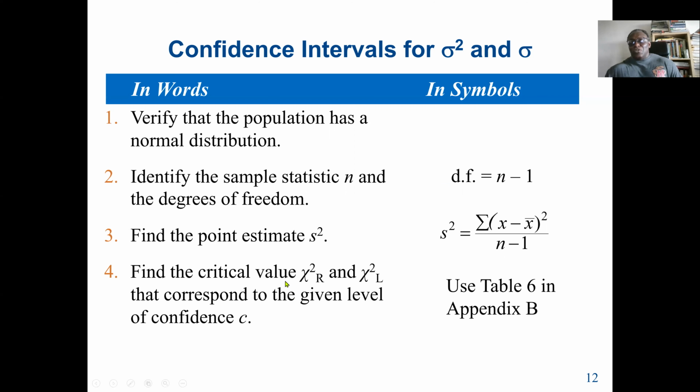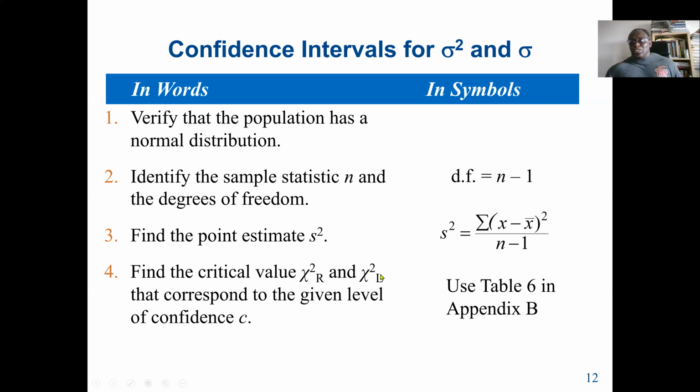Now we can find the critical values, both left and right, that correspond to the given level of confidence C. These are the exact steps we did previously. Use table 6. Table 6 in this course textbook is the chi-square distribution table. So I should have written here, use the chi-square distribution table. Again, table 6 is the chi-square distribution table. So it's like the previous work we did. We find the degree of freedom, and then we find chi-square right and chi-square left.